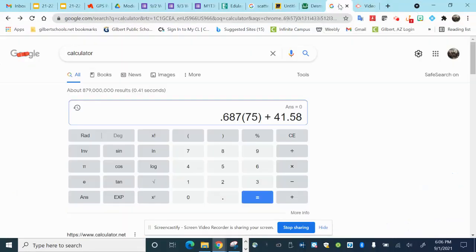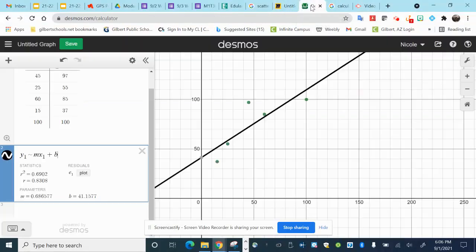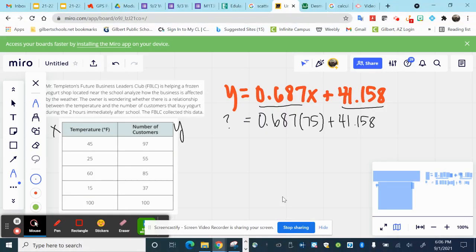So if you come over here to the calculator, I have it already typed in. I hit equals, and that gives me 93.105. Now again, in this context, 0.105 doesn't make sense because you can't have part of a person. So we're going to go ahead and round this off. So we have 93 customers on a 75-degree day. I'm sorry, it's really hard to write on this thing, so it's kind of sloppy. But that is one way you can use the equation in order to figure out how many customers you're going to have.